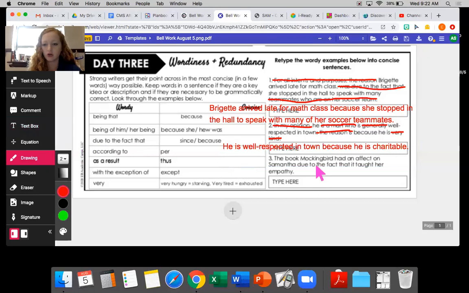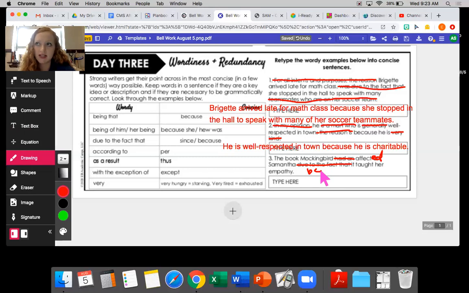So let me go back to my drawing. Okay, and we're just going to take out had and we'll add an ed to that. Affected Samantha due to the fact that it taught her empathy. We can change due to the fact that to because. So we put a little BC there for because for just a minute, and we'll change that to because. So the book Mockingbird affected Samantha because it taught her sympathy.